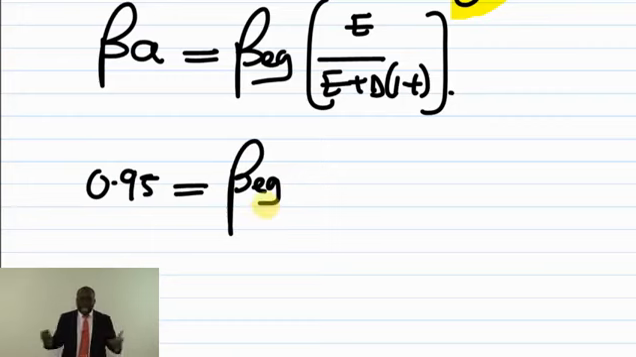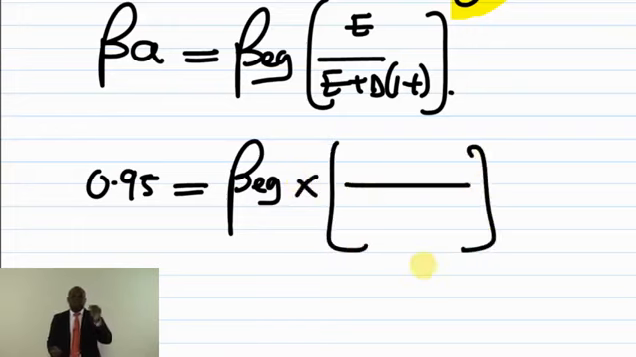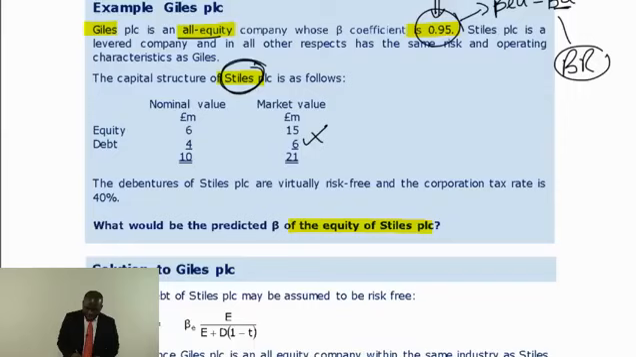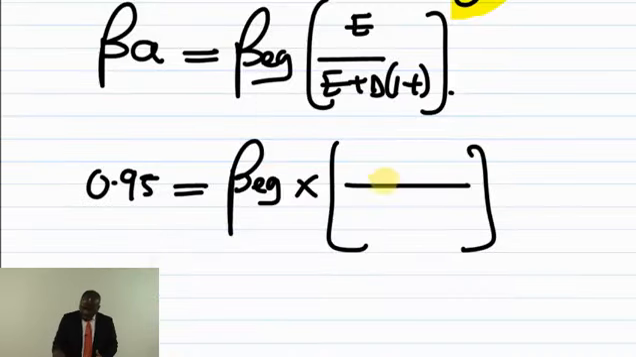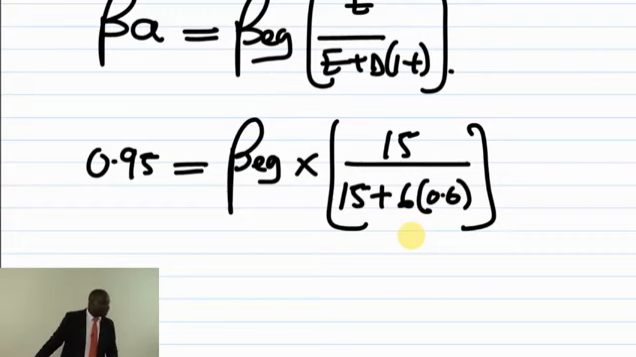So the geared beta, I don't know, multiply by the market value of equity of the geared company. The market value of equity of Styles is 15. That of debt is 6. We don't need book values. We have to do it on proportion of the market values. So 15 and 6. So I will say 15 plus 6. Tax rate, where is tax rate? Tax rate is giving us 40%. So I will say 0.6 here. And what will be the beta?